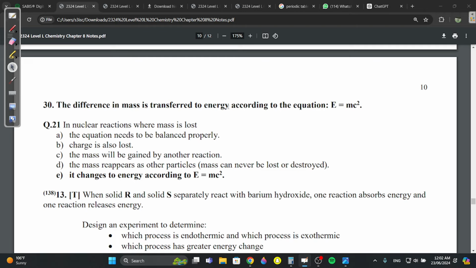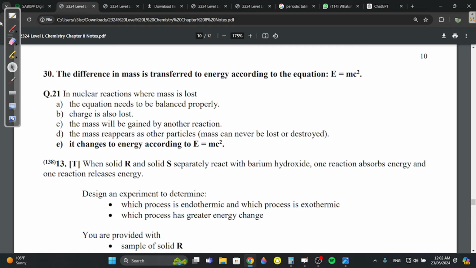And see here the difference. So they did say it. The difference in mass is changed into energy according to E equals mc squared. Okay, in nuclear reactions where mass is lost, the equation needs to be balanced properly. I don't know, I think yes. It should be balanced at all costs. Charge is also lost? Charge isn't lost. The mass will be gained by another reaction? No. The mass reappears as other particles because mass can never be lost or destroyed.